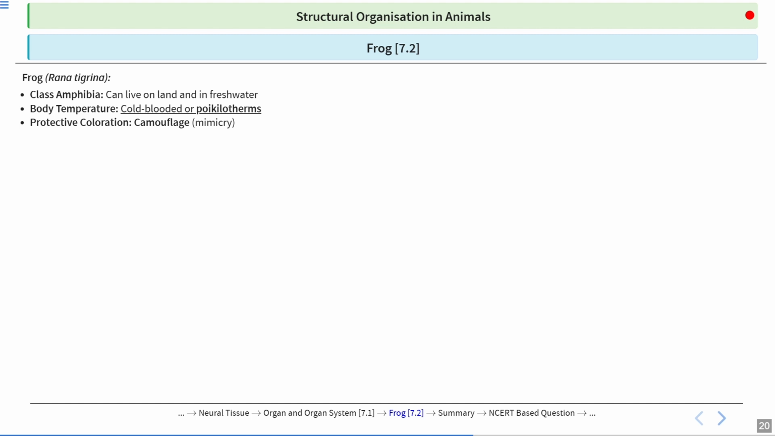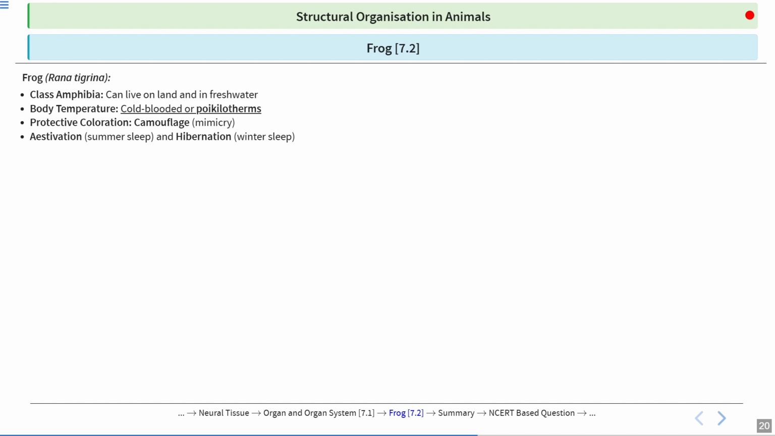Protective coloration, camouflage, mimicry. So they show mimicry, right? They want to hide themselves because they become the prey of many organisms. Snakes eat this frog. The frog is also eaten by many birds. Even in some countries, frogs are eaten by humans as well, right? So for their protection, they follow camouflage mimicry.